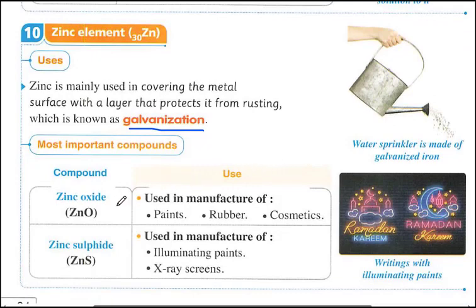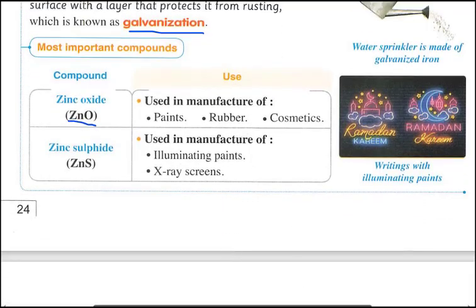From the main and important compounds of zinc is zinc oxide, used in paints and cosmetics like titanium dioxide, and also used in rubber. Zinc sulfide: if you remember, we used this zinc sulfide in Rutherford's experiment, and it shows us the places of alpha particles. So it is used as illuminating paints and X-ray screens. So this is an overview of the economic importance of the first transition series.